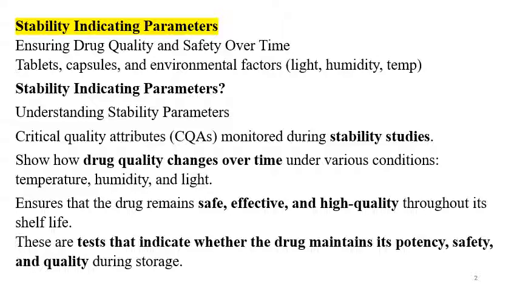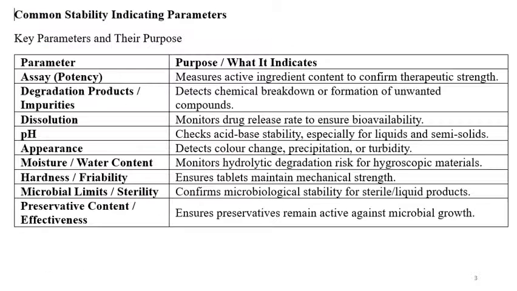These stability indicating parameters, or the CQAs, or you can say the tests that indicate whether the drug maintains its potency, safety, and quality during storage. So you can list out the CQAs. Common stability indicating parameters are assay, degradation products, impurities, dissolution, pH, appearance, water content or moisture content, LOD, then friability, hardness, microbial limits, sterility, preservative contents. All these are the stability indicating parameters.